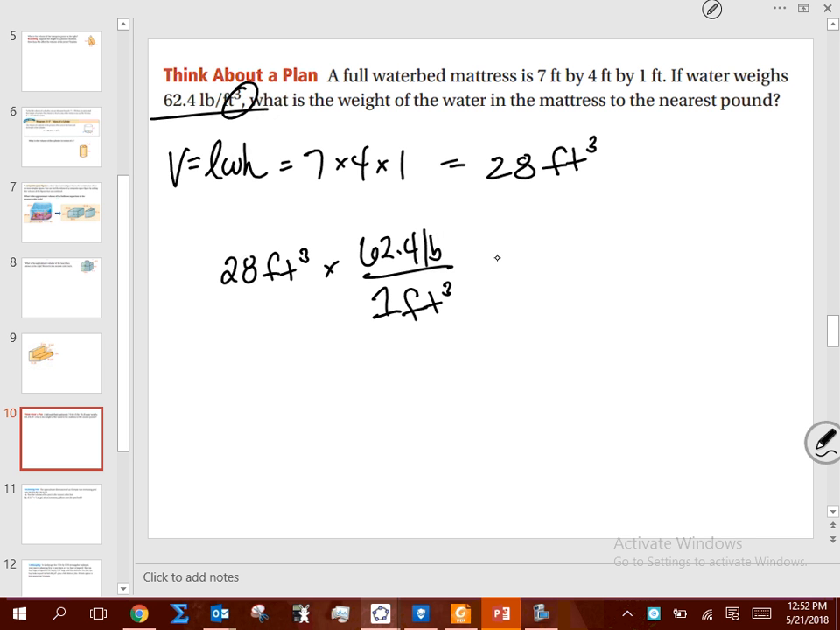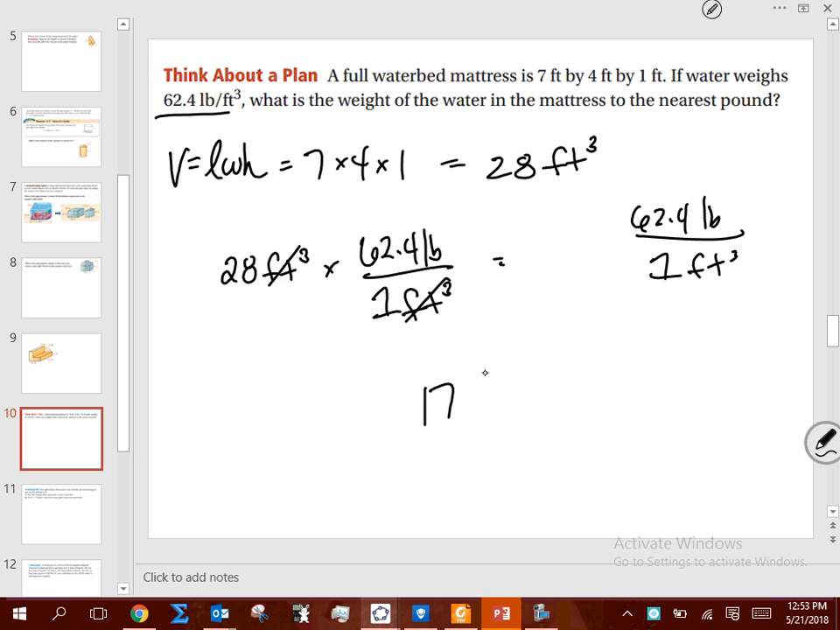Is that all right with everybody? Whenever they have a rate written like that, it's basically 62.4 pounds per 1 cubic foot. Because of the 1, they never write it any differently than this. Can I multiply those out? Would that tell me then the weight of that mattress full of water?